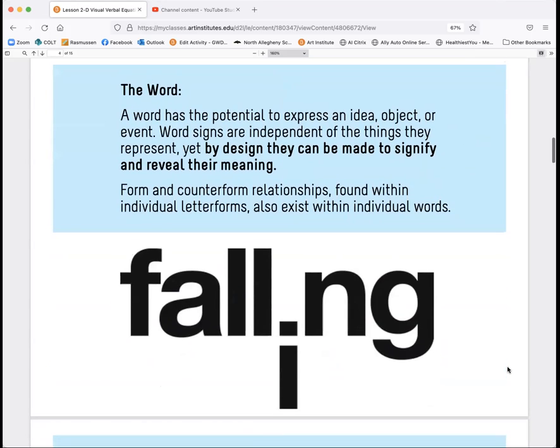So you have the word. A word has the potential to express an idea, object, or event. Word signs are independent of the things they represent. Yet by design, they can be made to signify and reveal their meaning. Form and counterform relationships found within individual letter forms also exist within individual words. You can see here, just by dropping the I gives a visual of this word and what it means: falling.